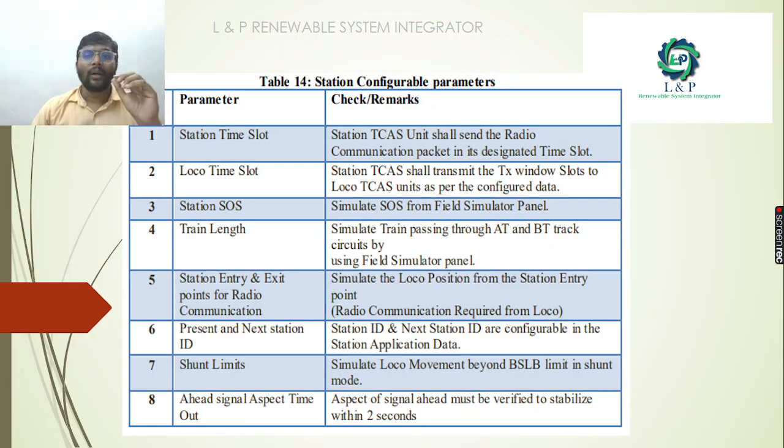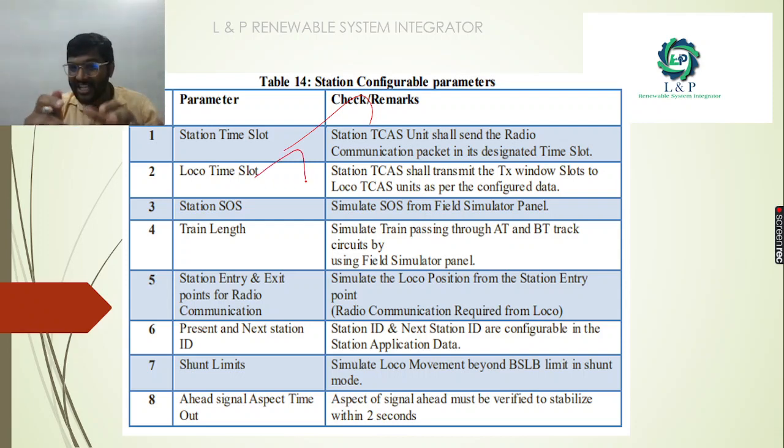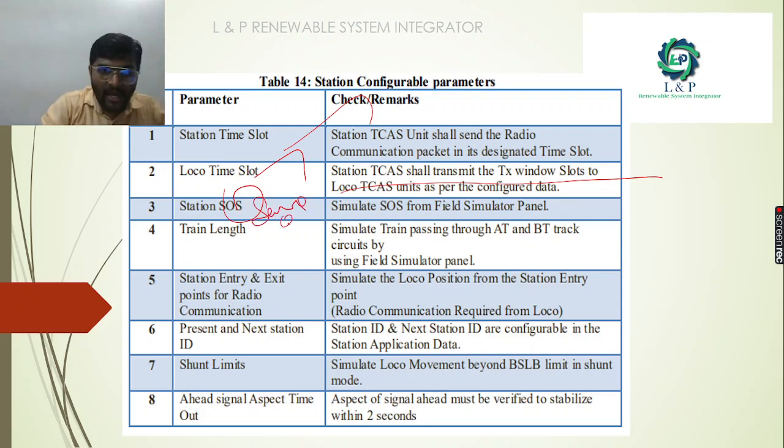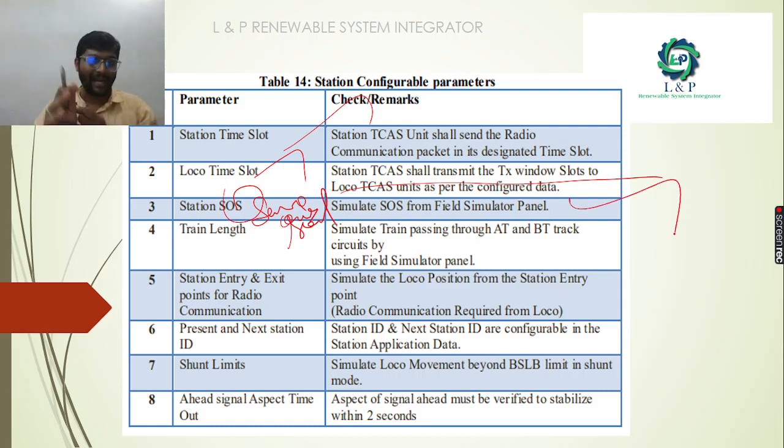Next, what are the important configurable parameters? That is the station time slot, which will decide the radio communication packets in the concerned time slot, and the loco time slot. It shall transmit the TX window slot to the loco unit as configured data. Station, that is the station ID. These things we will simulate with the help of the field simulator panel.